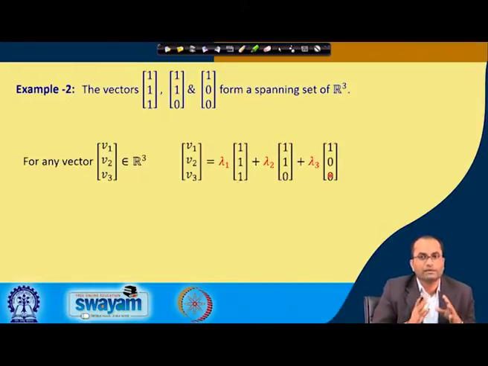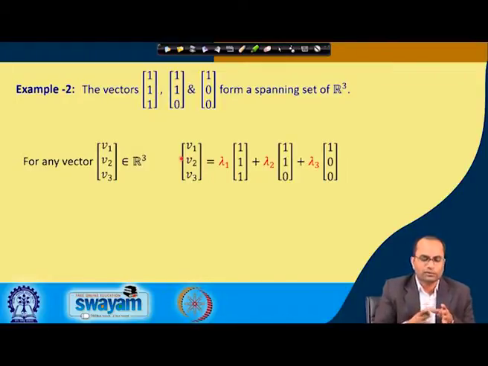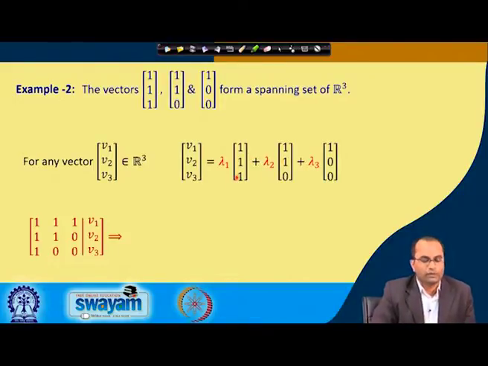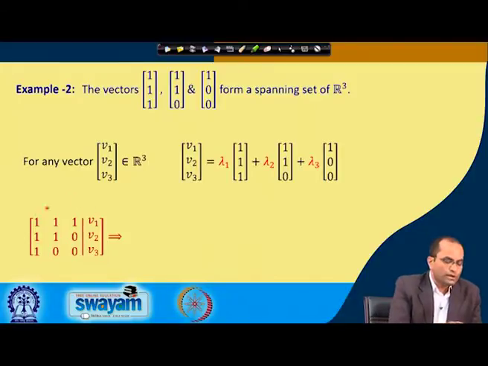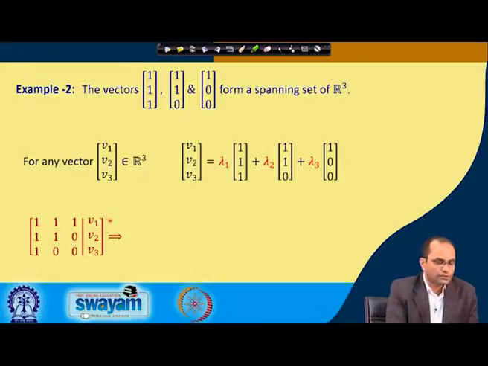Now, the question is, can we write it down as a linear combination? Here it is not as trivial to see as the earlier case, though this is also not difficult. So, we will solve these 3 equations. The first equation is lambda 1 plus lambda 2 plus lambda 3, the second equation is lambda 1 plus lambda 2, and the third equation is just lambda 1 is equal to v 3. Without reducing to the row reduced echelon form, we can directly solve this.